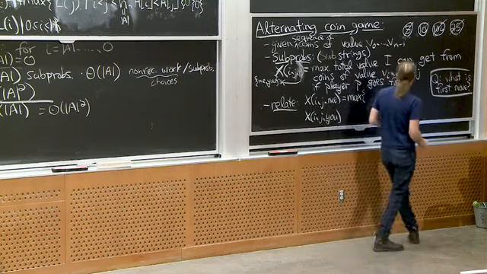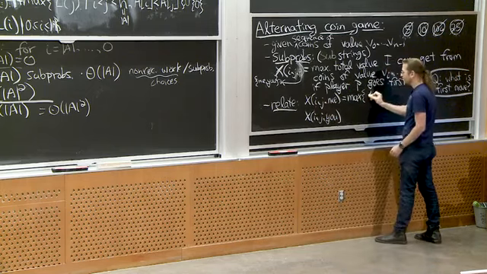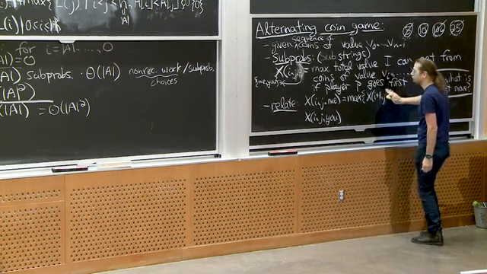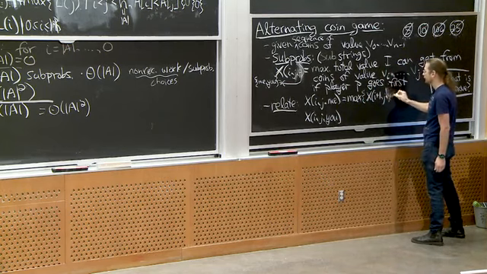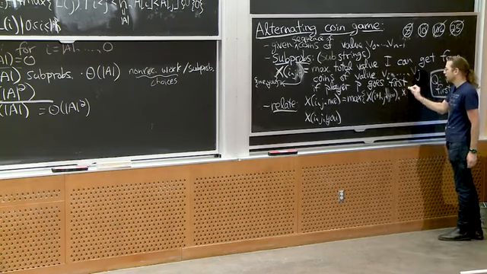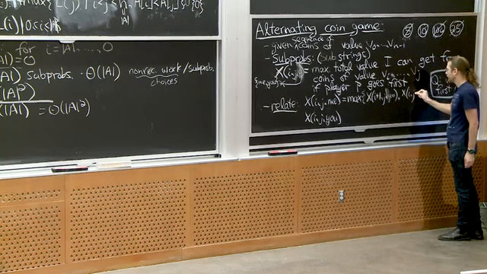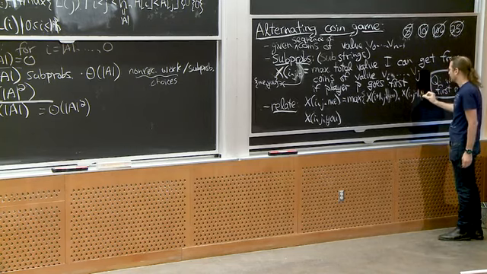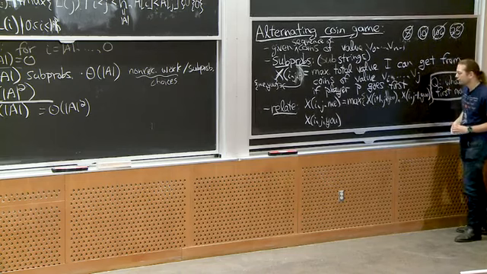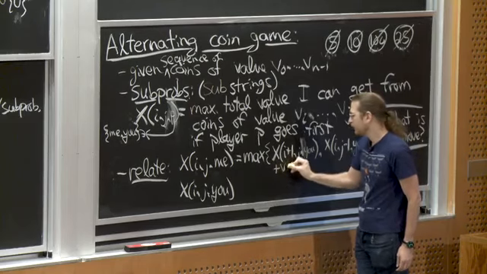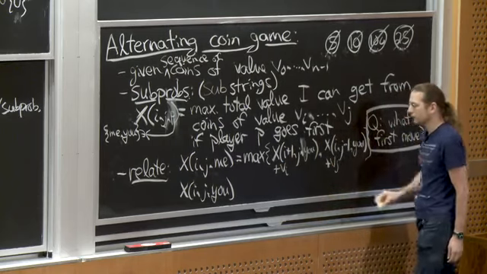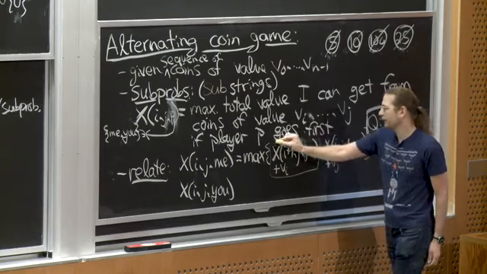If we're moving, we want the maximum total value of the two choices. If I take from the i side, the left side, that would be x of i plus 1, j. And now, crucially, we flip players, because then it's your turn. If I take from the j side, that will make it j minus 1. This is what I accidentally wrote at the beginning of the lecture. Also flip players. Either I shrink on the i side or on the j side. I should add on here the value of the coin that I took.